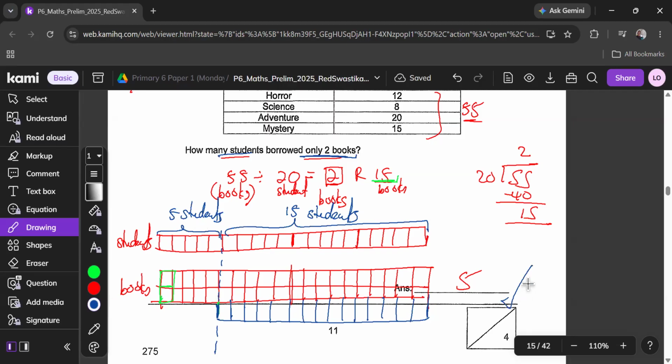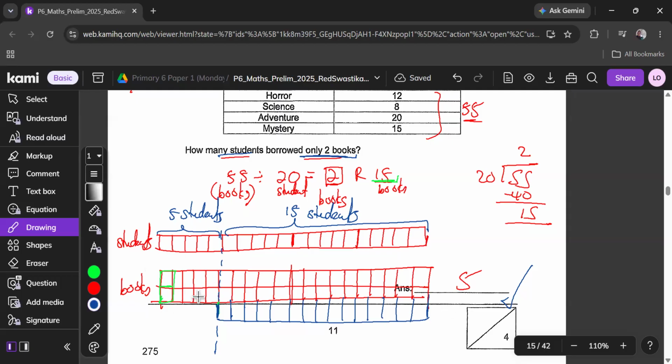So this is how you do. Okay, but of course you don't need to draw the model, right? Just to show you how you get the answer. So you take the total books, divide by how many students, then every student read at least two books. Then what's the remainder? 15. The remainder 15 books you distribute to 15 students. So 15 students will read one extra book, which is three books altogether.